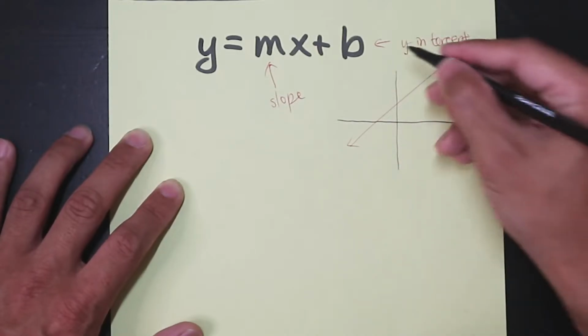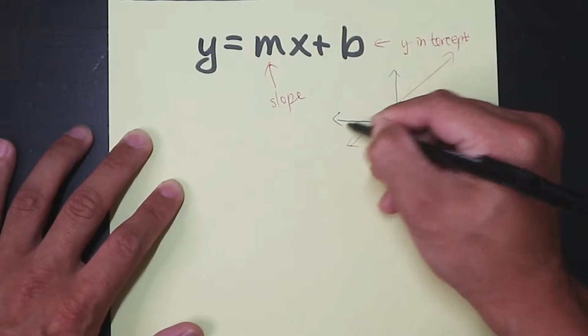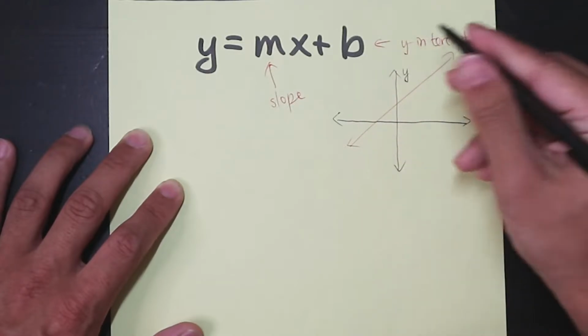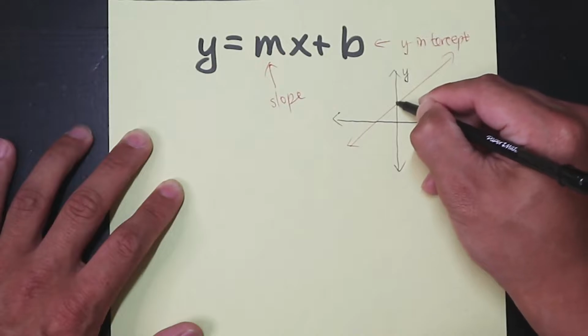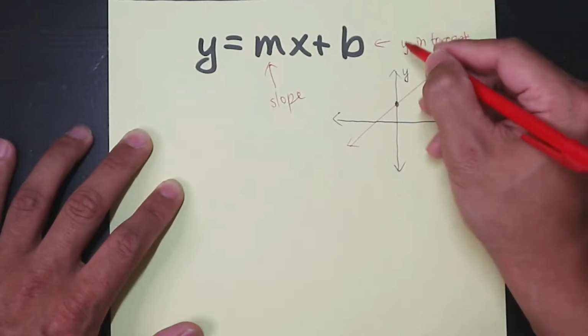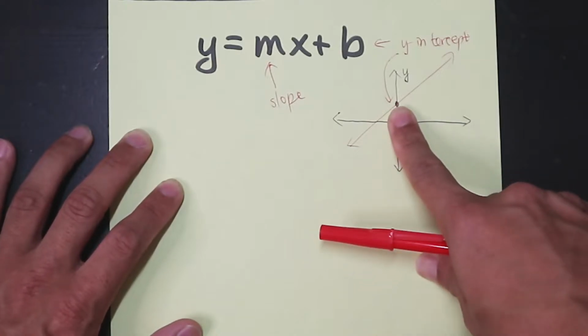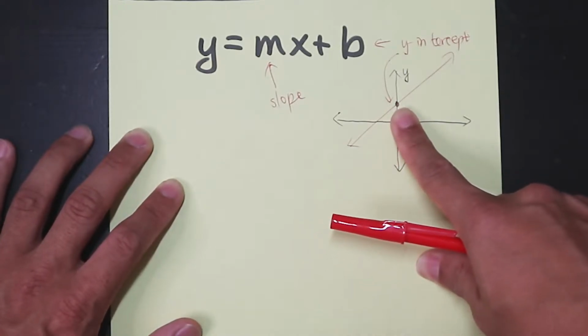Well, the y-intercept would be the intersection of this line and the y-axis. This is the y-axis, and so this point, we call that the y-intercept. So I'm also going to draw an arrow from the words to this point. This particular point is called a y-intercept.